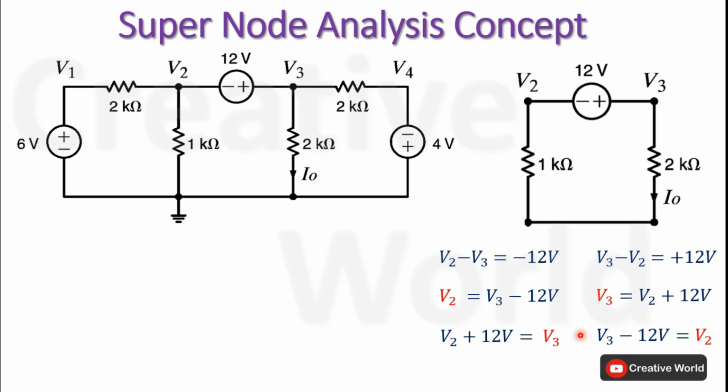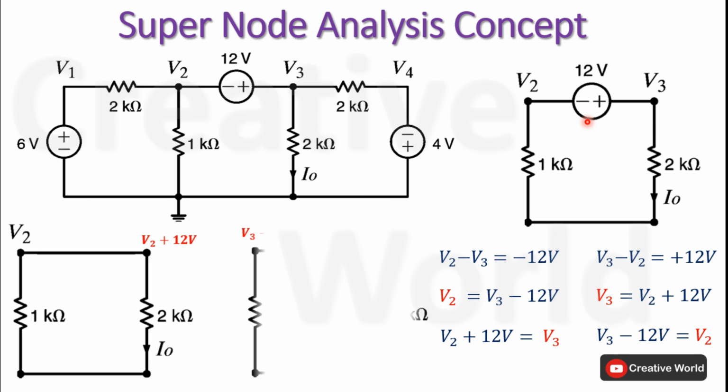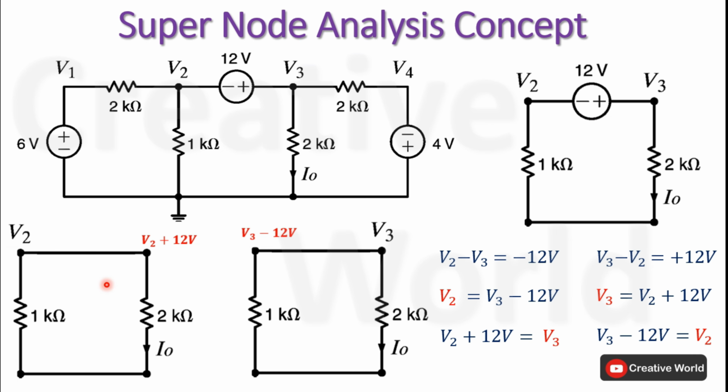After calculating node voltage equations including voltage source value, we can form supernode on these 2 points. In this first diagram, 12 volt source is merged with V3 and V3 is replaced with its equation V2 plus 12 volt. Similarly, in this second diagram, 12 volt source is merged with V2 and V2 is replaced with V3 minus 12 volt. After merging the voltage source to either node, this node will act as supernode and it will be considered a single node inside the network.